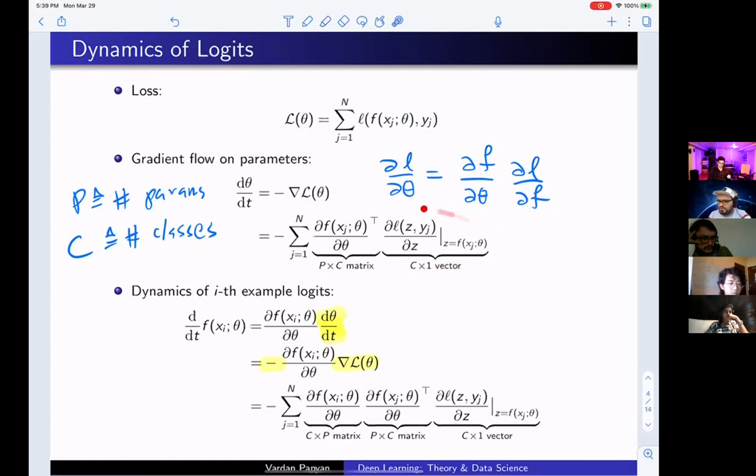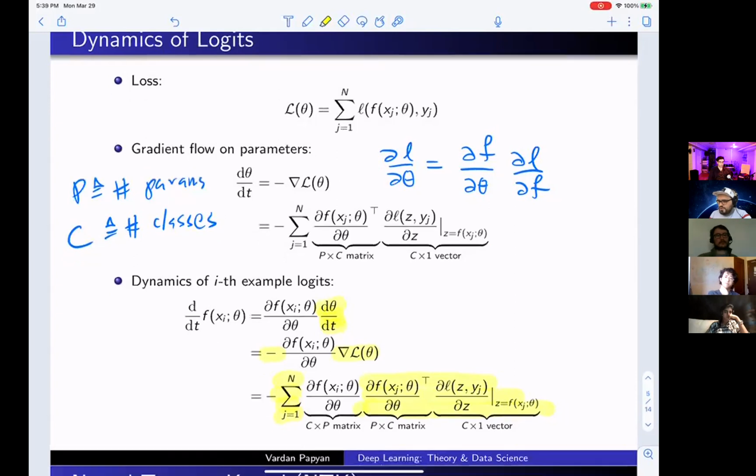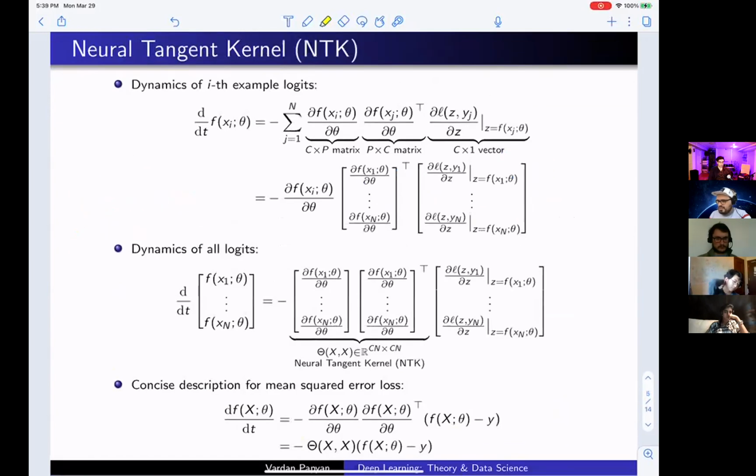So we're just going to use this instead of the gradient. And that is why we get this sum over j, df to d theta, d loss to dz. Make sense? So far, just using simple dynamics of different things. Now, I'm going to copy this equation to the next slide.